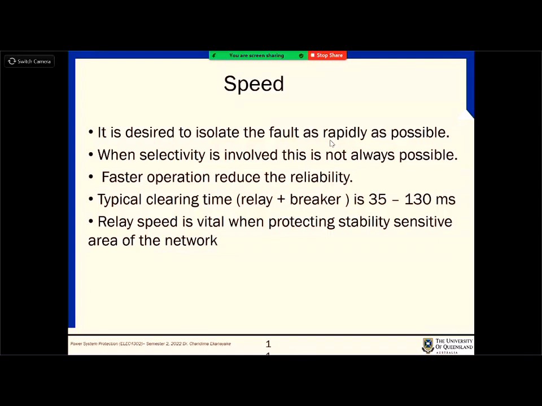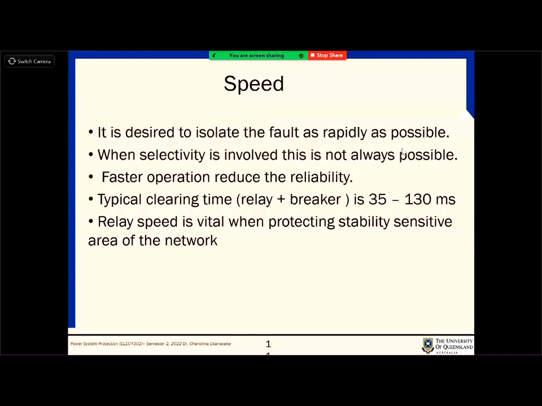The other one is the speed, right? The speed is quite important, but it is not only the speed of the relay. Remember, there are always breakers and communication channels, right? You have to add all those sorts of time delays, and the errors associated with the relays as well as the breakers.